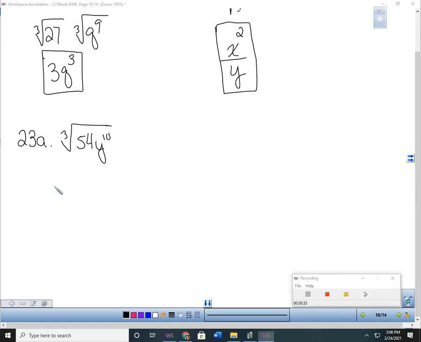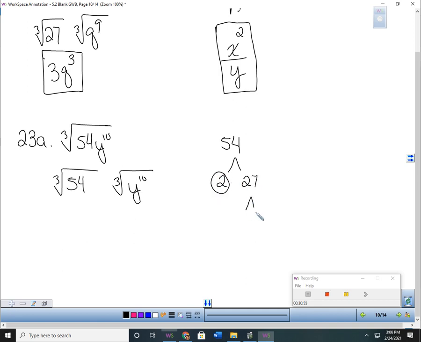So I'm going to do the cubed root of the 54 and the cubed root of the y to the 10th. 54 is not a perfect cube, so we're going to do a factor tree for that. So 54, that's 2 and 27. 2 is prime. And then 27 is 3 times 9. 3 is prime. And 9 is 3 times 3. So that gives me 3 to the third times 2.